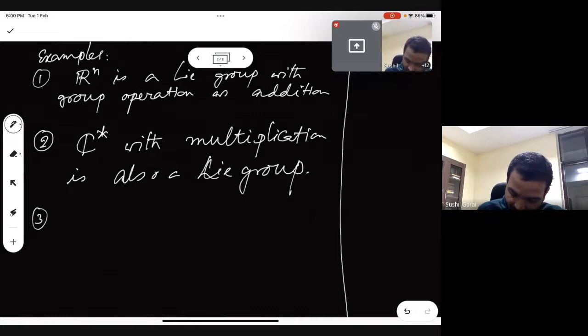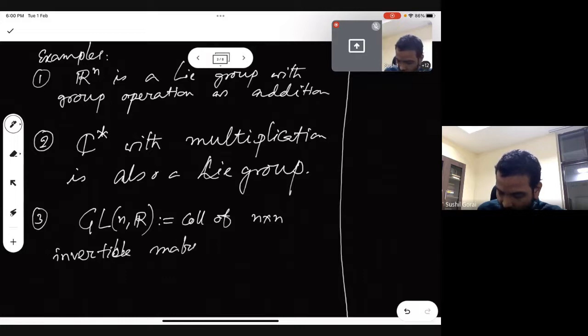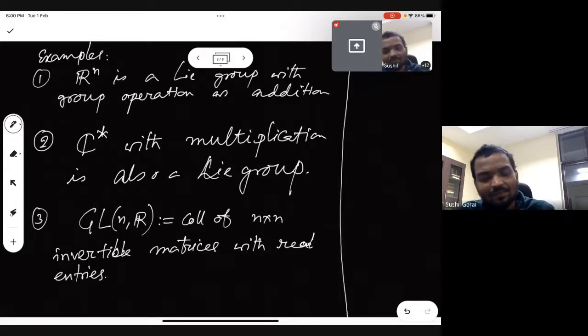So third, GLnR, the collection of n by n invertible matrices with real entries. Right? Does it form a Lie group? Or how does it form a Lie group? Any ideas? First of all, is GLnR a manifold?